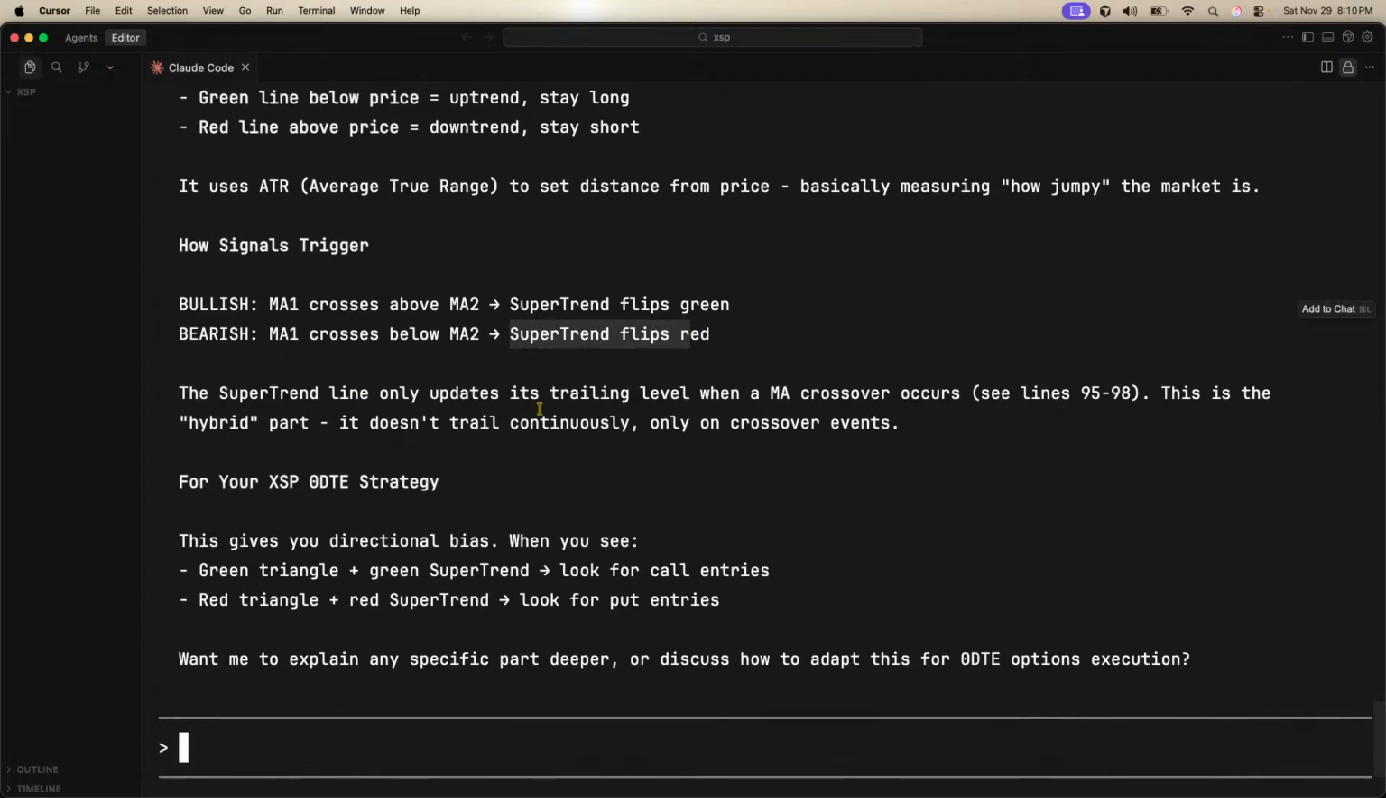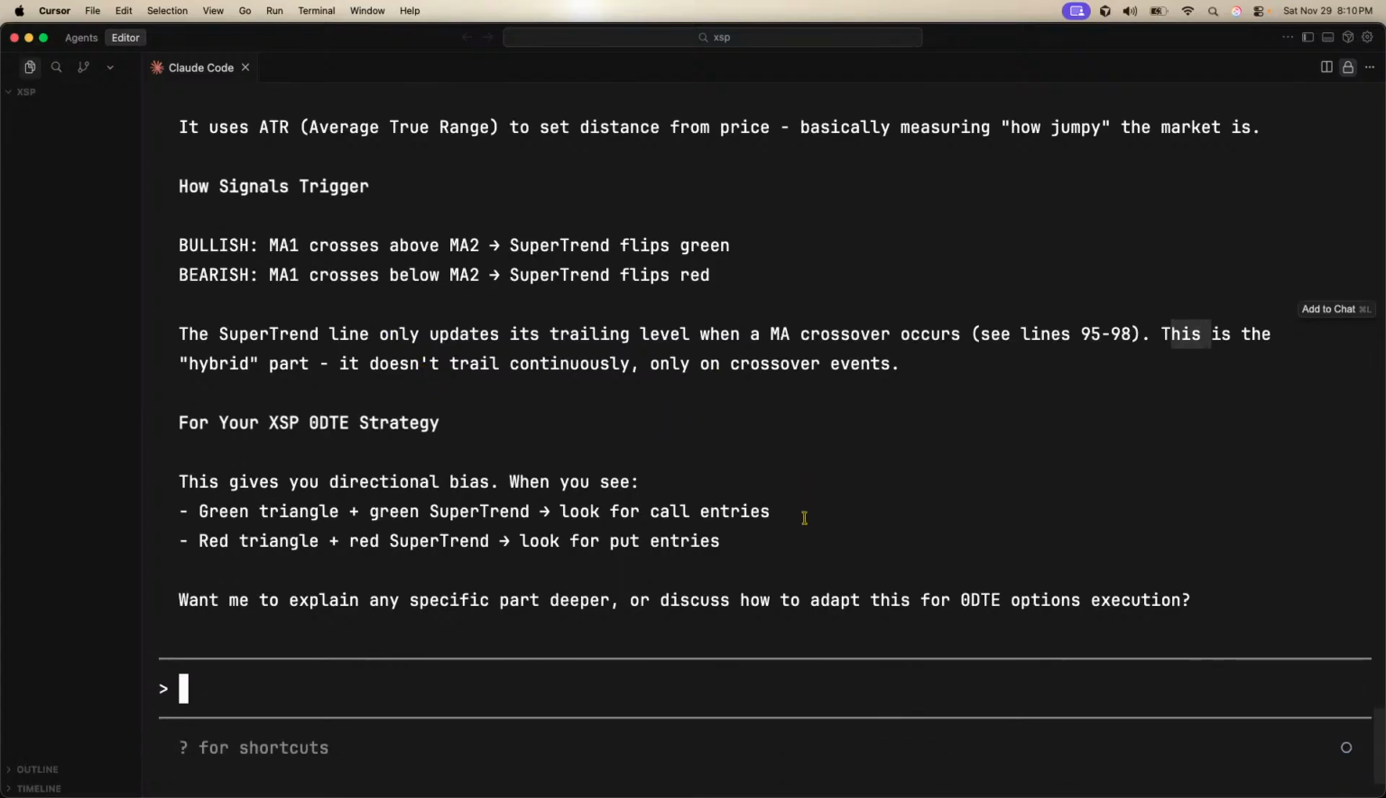The super trend line only updates its trailing level when the moving average crossover occurs. See lines 95 to 98. This is a hybrid part that doesn't trail continuously, only on the crossover events.